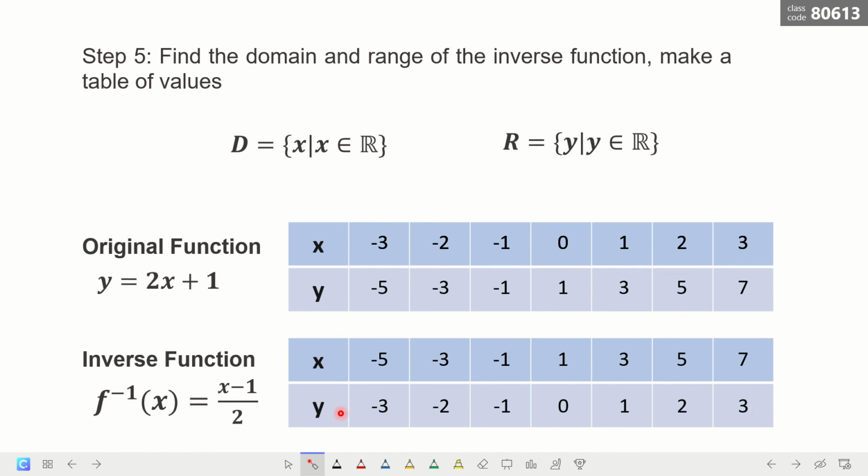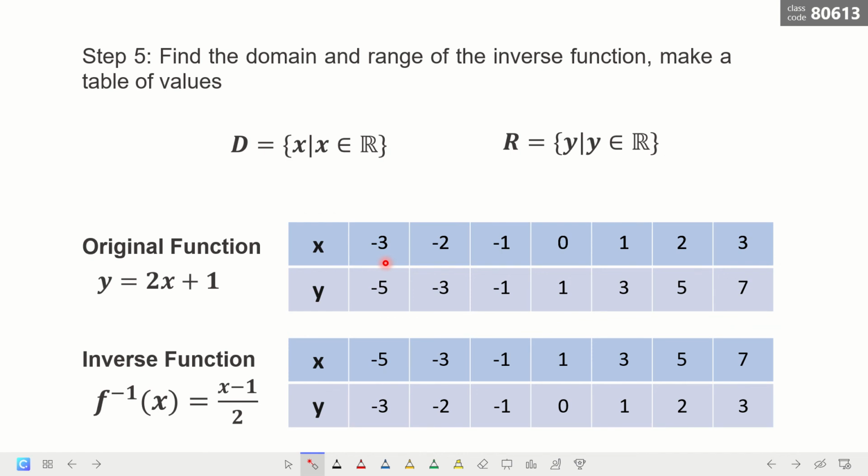Kung makita nyo, kapag sinubstitute nyo tong mga values na to, for example, negative 5 minus 1 divided by 2, it will result to negative 3. So, kung makikita nyo, this is a reflection ng ating original function. So, since they are inverses of each other and they reflect each other, ayan.